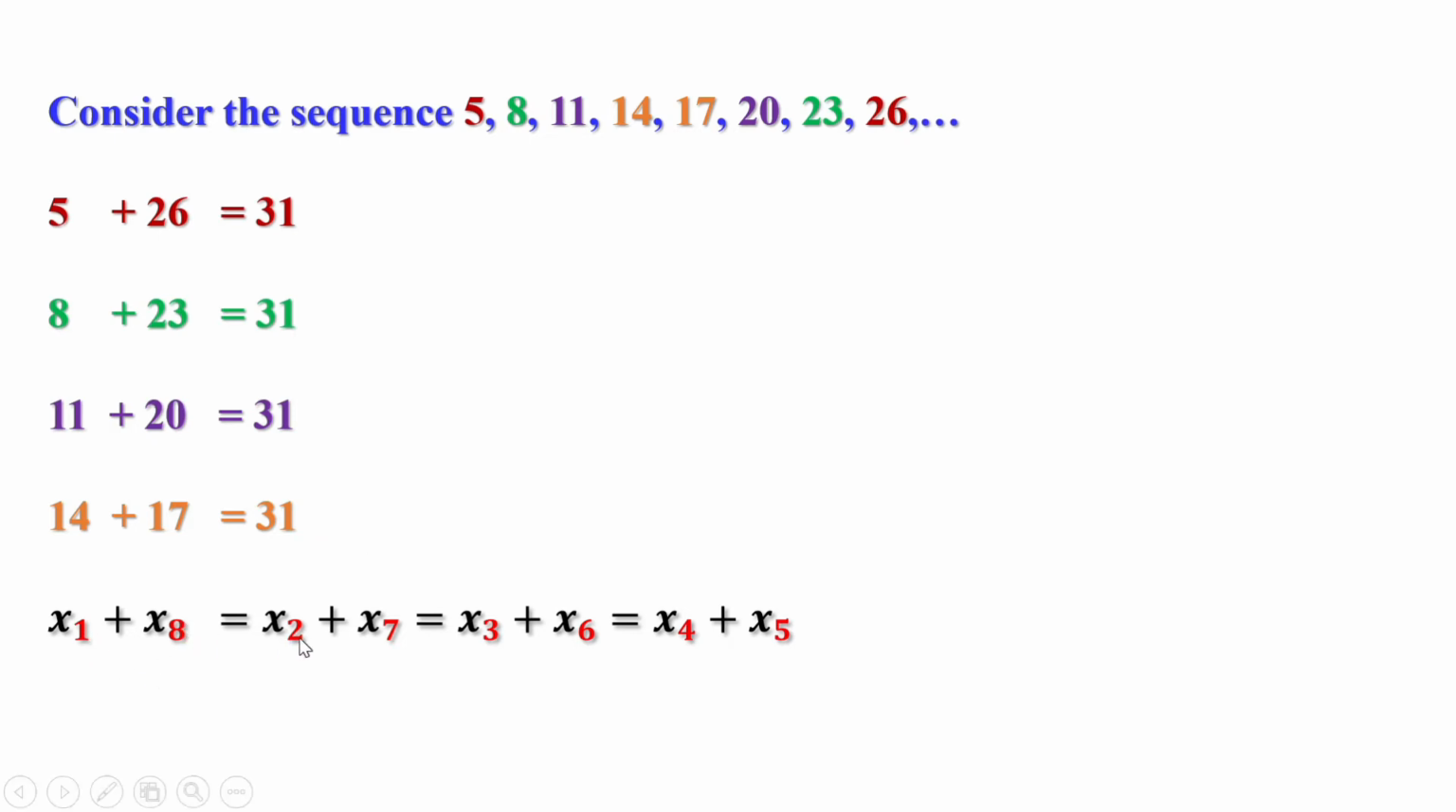1 plus 8 is 9, 2 plus 7 is 9, 3 plus 6 is 9, 4 plus 5 is 9. Some of the positions are equal, some of the terms are also equal. Is it always true? Let us check using algebra. Let me take 10 terms.